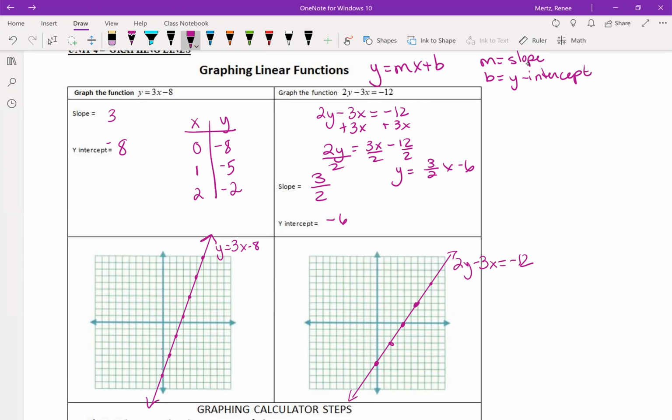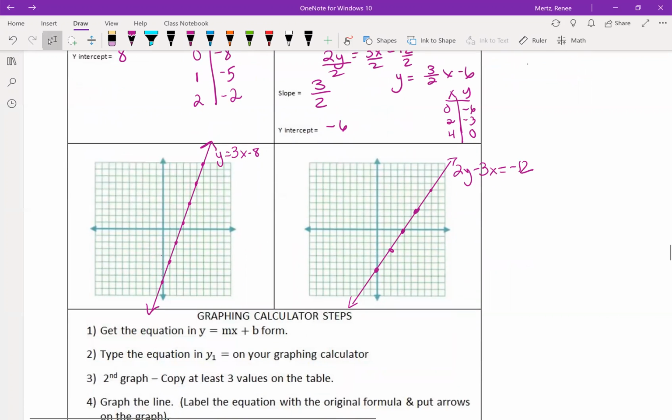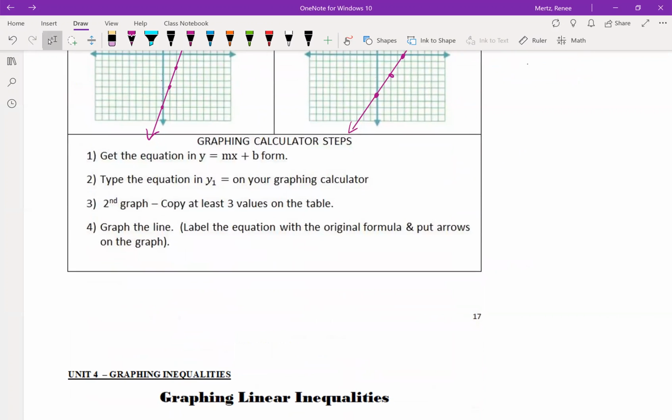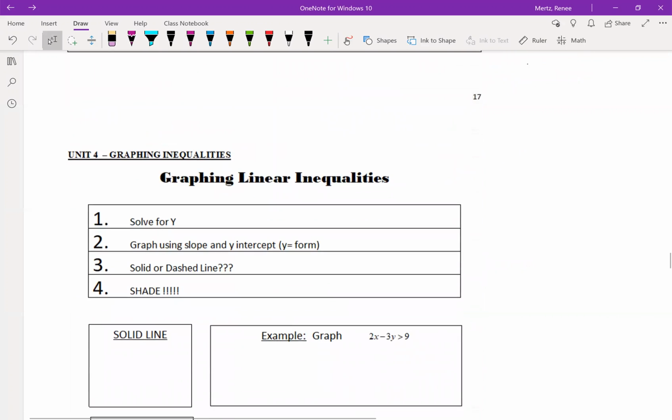If you used table values, you would have possibly, I would go with 0, -6. I would go with 2, -3. I would go with 4, 0, etc. So that's your review of graphing lines. Then we did graphing linear inequalities.